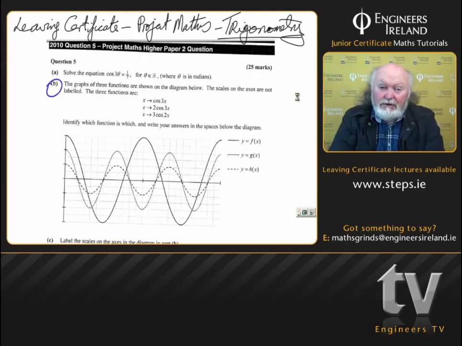They've given 3 functions. They're drawn here, and obviously they've been named f, g and h. They've labelled the x-axis in tick marks and the y-axis in tick marks. We're told what these 3 functions are, and we're supposed to go along and identify which is which. In other words, is f of x the cos 3x or the 2 cos 3x or what? What is it? And put the answers in the spaces.